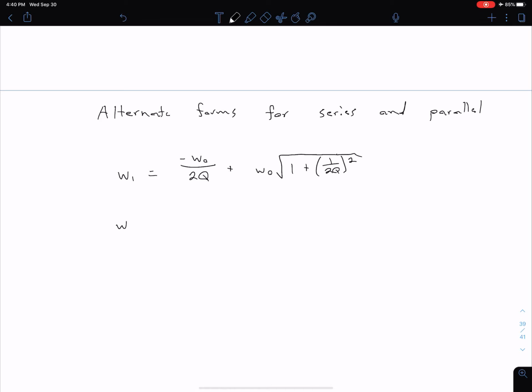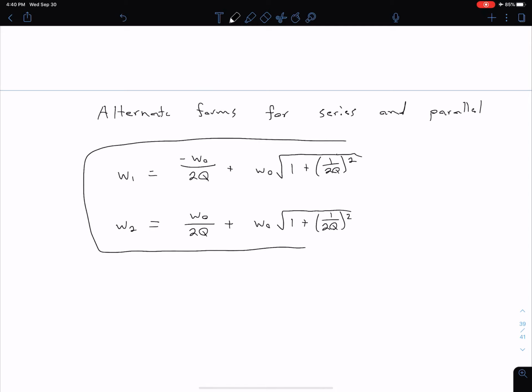And then, like with most of our equations for these half power frequencies, our omega 2 is the same. We just change the sign of this term out front. So omega naught over 2q plus omega naught times the square root of 1 plus a quantity of 1 over 2q squared. And so again, these last two equations are good for both series and parallel resonance, or series and parallel RLC circuits.